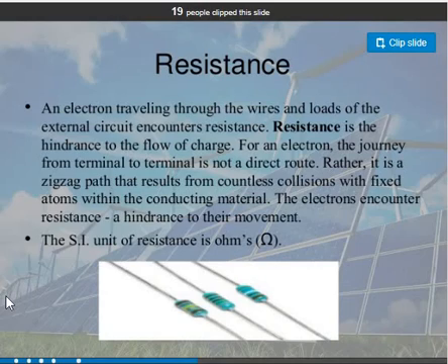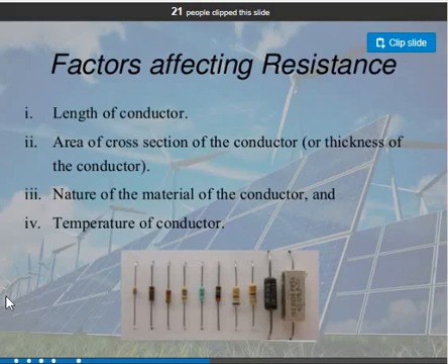Resistance is the opposing force to the current, and the SI unit of resistance is ohm. The factors which affect resistance are the length of the conductor, to which it is directly proportional. If the length is increased, then the resistance also increases. The area, to which it is inversely proportional. It also depends on the material of the conductor, and on the temperature of the conductor.